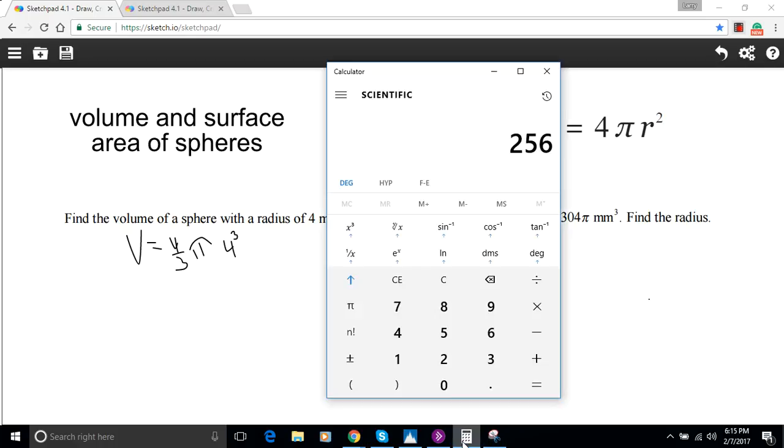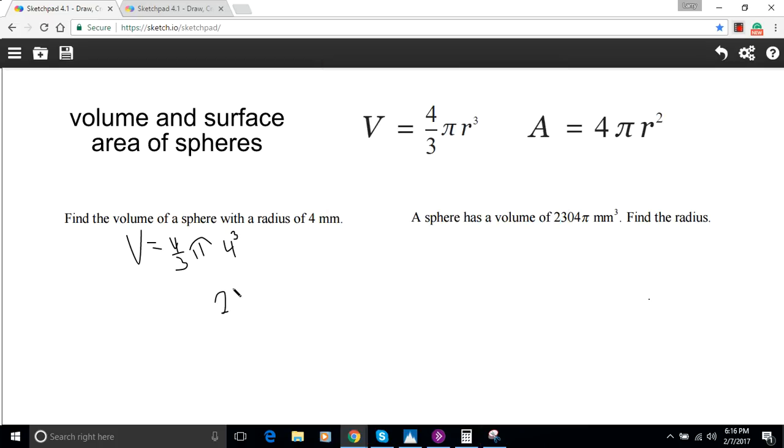Let's grab a calculator and figure out the answer here. So 4 times 4 times 4, that's 64. So that's 4 cubed. And then times pi. And then let's multiply by 4 and divide by 3 to get our 4/3. So we get 268. Well, let's take it to a tenth. 268.1. And our units here are millimeters. And since this is volume, they should be cubic millimeters.